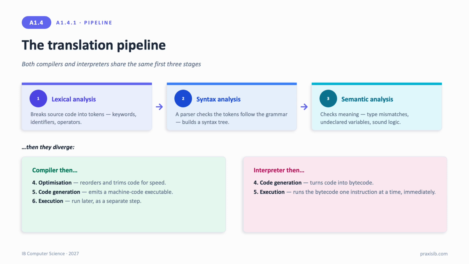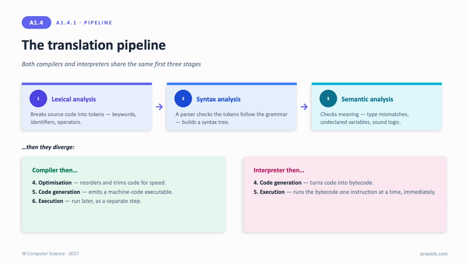Stage 3 is semantic analysis. This stage checks the meaning. Does the code actually make sense? It catches problems like type mismatches. It also catches the use of a variable you never declared. So those 3 stages are shared by both methods. They are lexical, syntax, and semantic analysis. After this point, the 2 methods go their separate ways. A compiler does 2 more things.